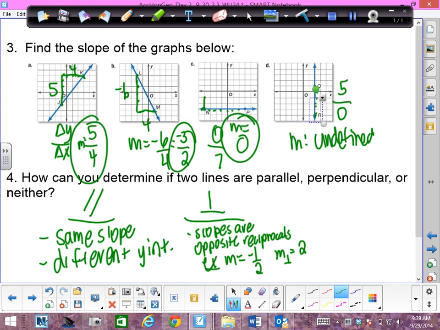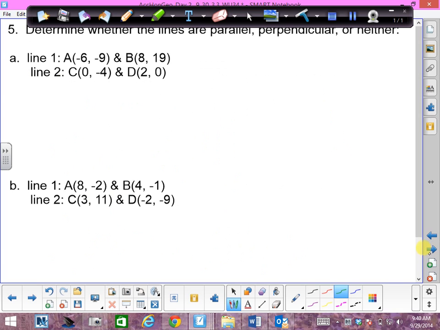And then it doesn't matter if their y-intercepts are the same or not, as long as the slopes are opposite reciprocals. And then if it's neither, then neither of these things happen. They don't have the same slope, and they don't have opposite reciprocal slopes. So you should be able to look at equations and determine if they're parallel, perpendicular, or neither.